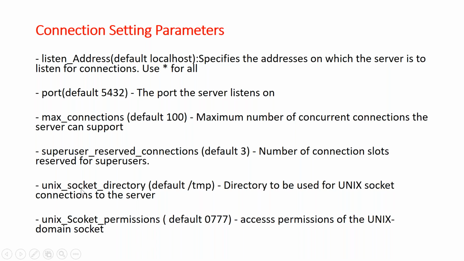Then there is the Unix socket directory. This is used for Unix socket connections to the server. It is a default directory for temporary purposes, and the default permission for that directory is 777.